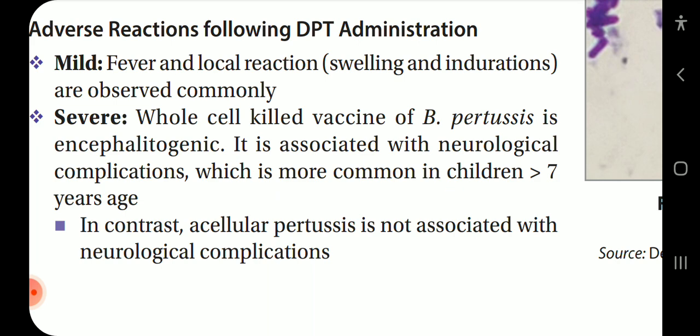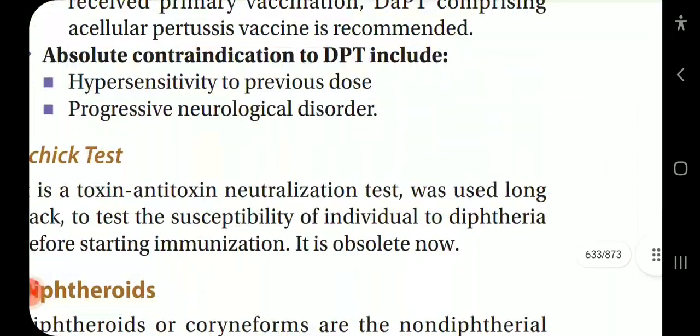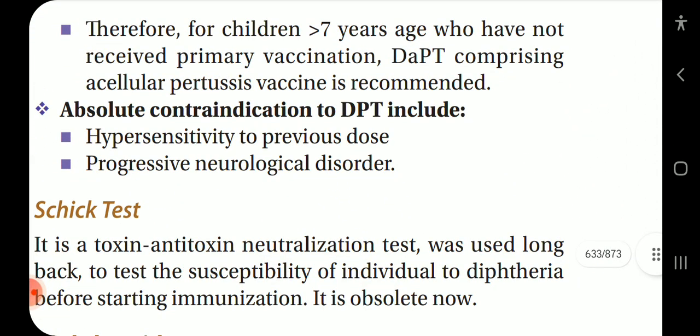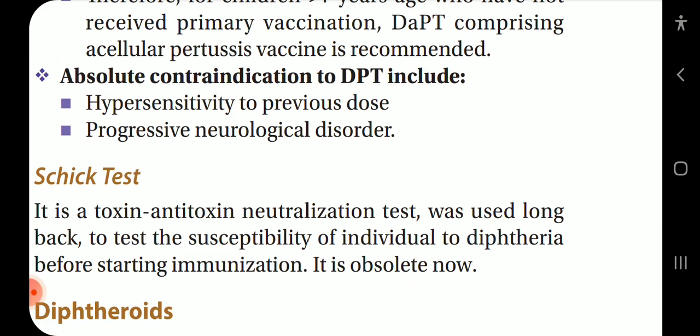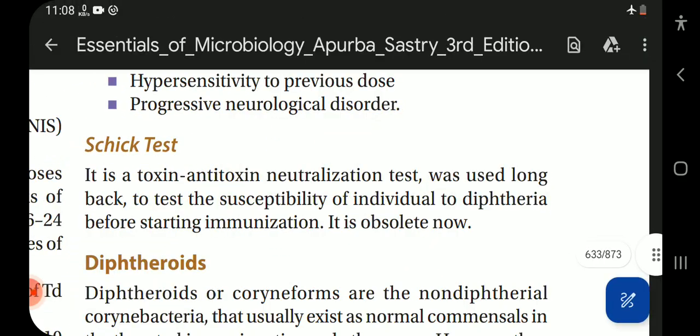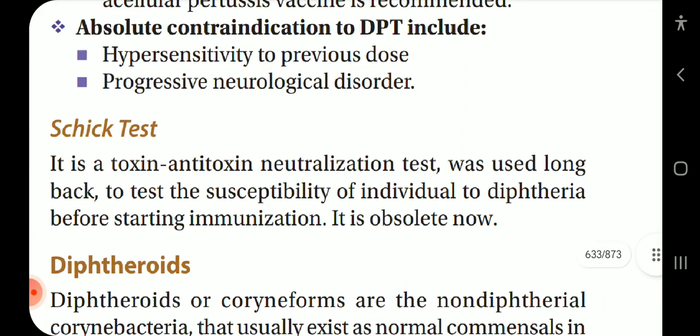Adverse reaction following DPT administration. Mild fever and local reaction, swelling and induration are observed commonly. Severe: whole cell killed vaccine of Bordetella pertussis is encephalitogenic. It is associated with neurological complications, which are more common in children more than 7 years of age. In contrast, acellular pertussis is not associated with neurological symptoms. Therefore, for children more than 7 years of age who have not received primary vaccination, DaPT comprising acellular pertussis vaccine is recommended. Absolute contraindications of DPT include hypersensitivity to previous dose and progressive neurological disorder.